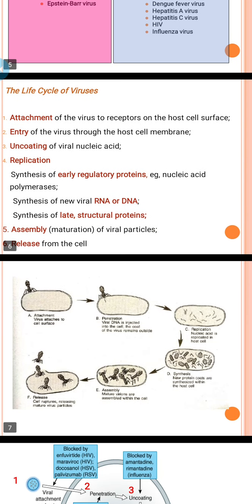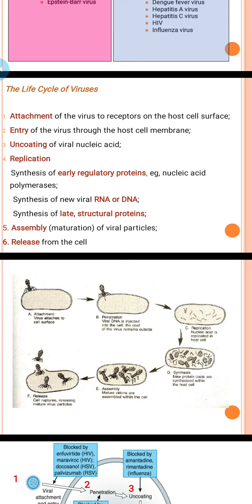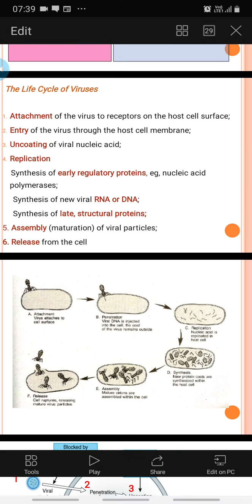So this is the life cycle of virus, which is very important. If you know the life cycle and the drugs acting on different parts of the virus, then we can easily remember the mechanism of action of the antiviral drugs. So the first step is the attachment of the virus to the receptor on the host cell surface. Look here at picture A. Next is entry or penetration of the virus into the host cell membrane. Number 3 is uncoating of the viral nucleic acid inside the host cell.